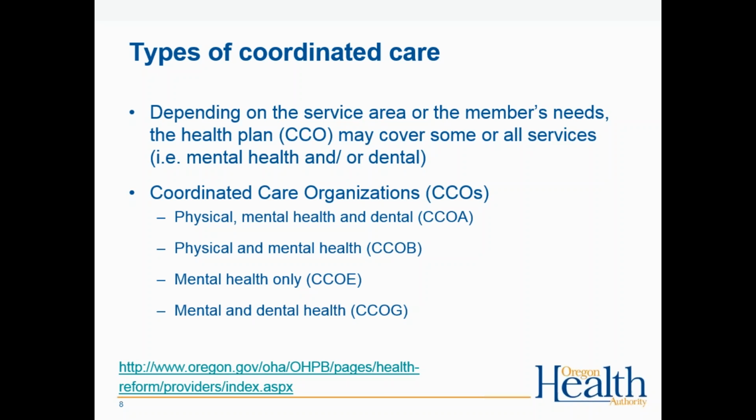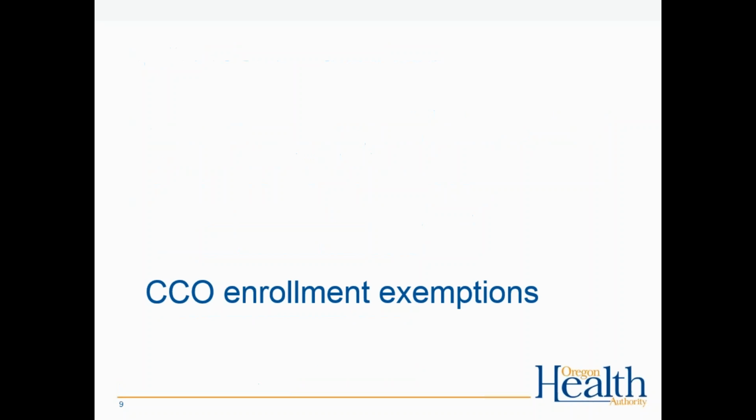The third is the CCOE, which is only mental health coverage, meaning, again, the physical health and the dental health are covered on a fee-for-service basis. And the last is a CCOG, which is the mental and dental health. I know that is a confusing concept. The goal for the Oregon Health Authority, for the Oregon Health Plan, is to move as many people into the fully integrated model, the CCOA, as possible. But depending on exemptions, depending on what type of coverage that member has, there may be cases where they're in one of the other 3 types.